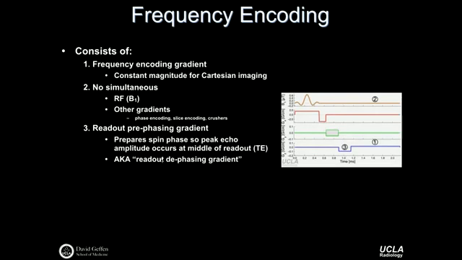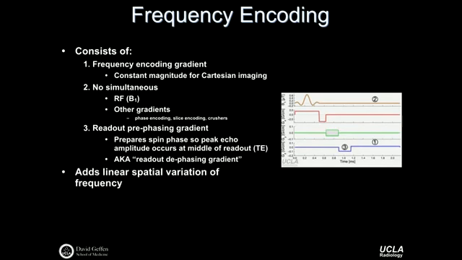We'll see what importance that has in a second. The first part, number three here, is called the readout pre-phasing gradient. You saw this in the gradient echo lecture, but it helps prepare the spin phase so you get a peak echo amplitude at the middle of the readout, at the middle of the echo time, which is going to be right in the middle of this gradient. I'll show you an example of that with a simulation in just a second. Sometimes this gradient is called the readout dephasing gradient. More often it's the readout prephasing gradient. MR, again, suffers from a bit of jargon.